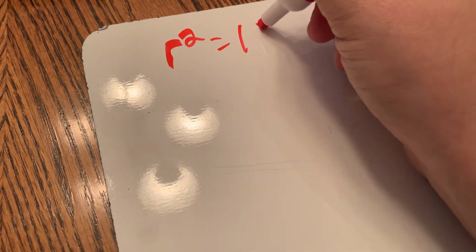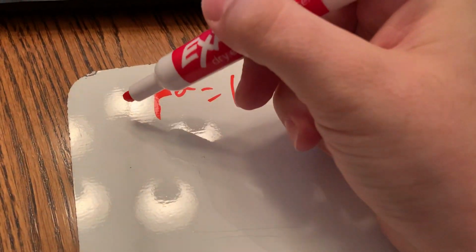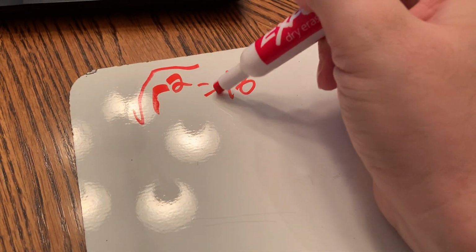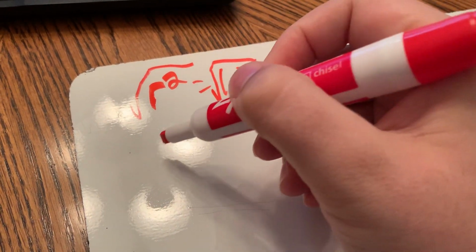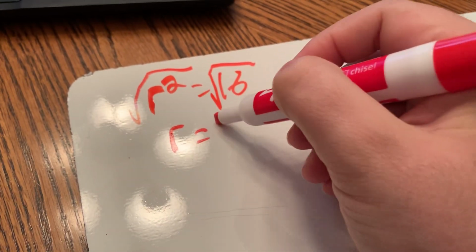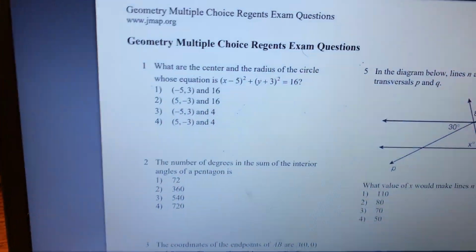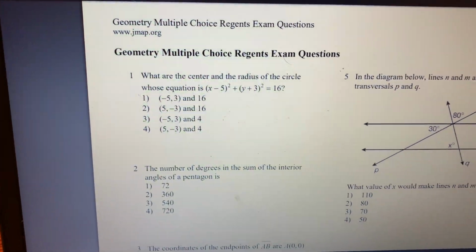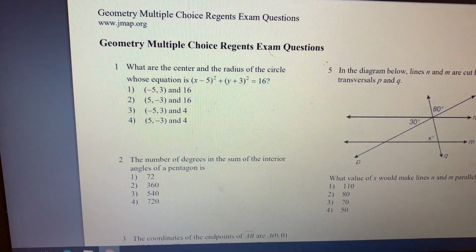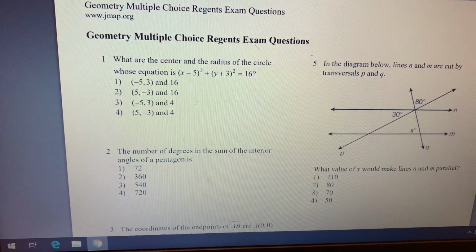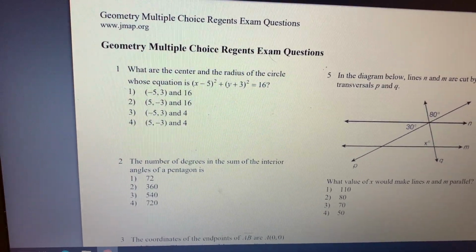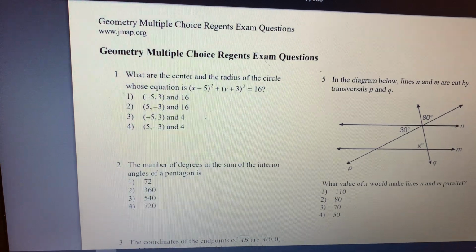So I know the radius squared is equal to 16. Hopefully everybody should know what the radius actually is, but if you want to do it algebraically, square root both sides, the radius is 4. So it's going to be the fourth answer choice there. If y'all want to put D instead of 4, that's fine. But it is (5, negative 3) is the center, and 4 is the radius.